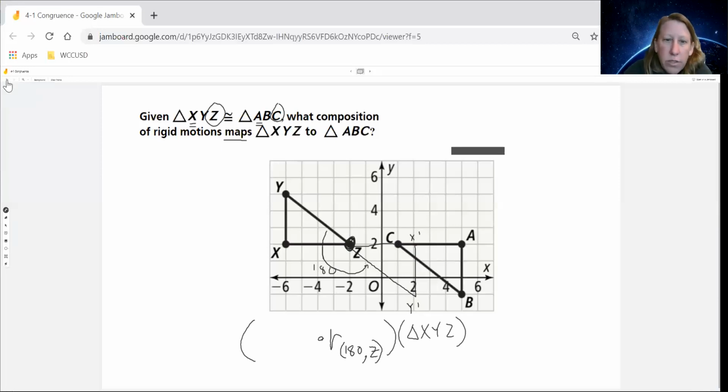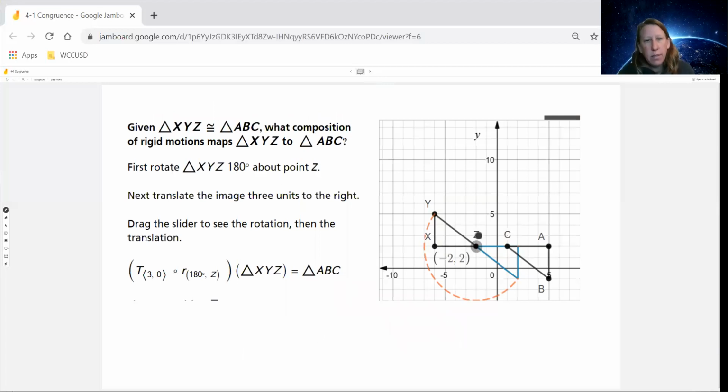After that, I'm going to translate it. And I'm just going to move it 3 to the right and 0 up and down. Okay, this is a 0, not an O. And when I do that, remember I do it in reverse order. So I do this first, and then I do this. That's going to give me triangle ABC. All right, looks a little complicated. This is a proof of why these triangles are congruent.